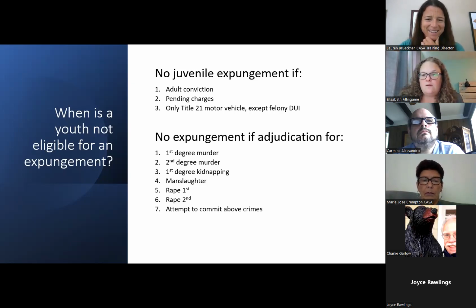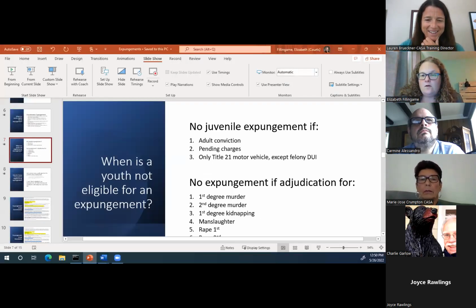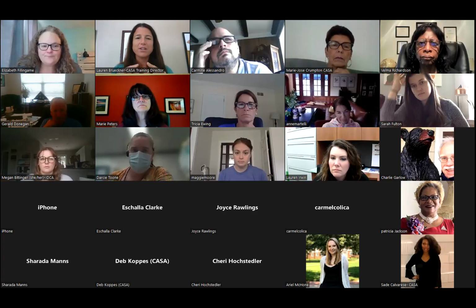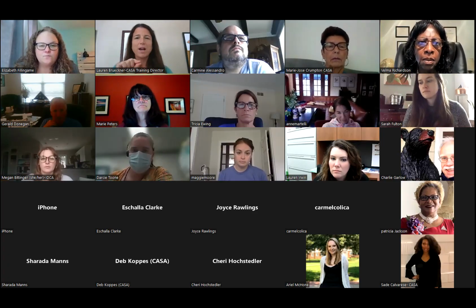Is our coordinator the third person in the triad other than the lawyer? Yes. Yep. So you remember we've got our triad: our CASA volunteer, our CASA coordinator, and our child attorney, in that little triangle with the child in the middle.